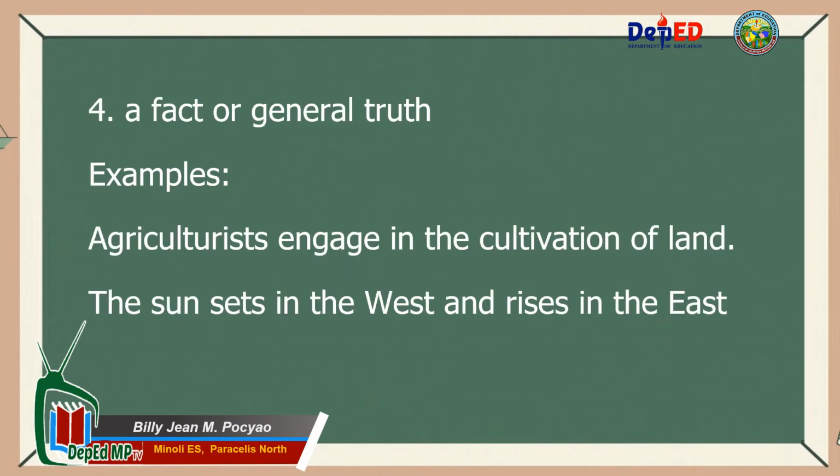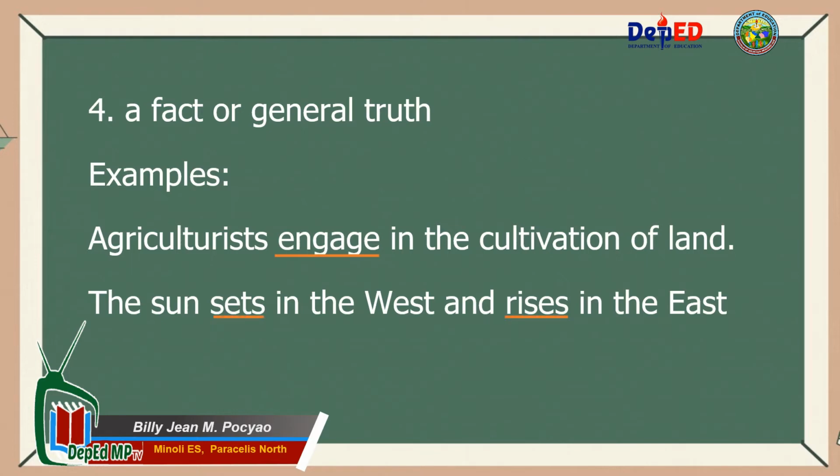Number 4. Simple present tense is used to express a fact or general truth. Examples: agriculturists engage in the cultivation of land. The action word used here is engage. Next example is the sun sets in the west and rises in the east. The action words used here are sets and rises.